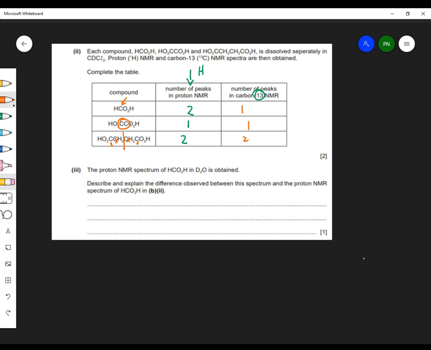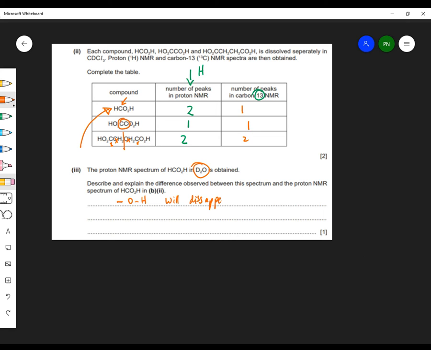The spectrum of this guy is done with heavy water, D2O. Describe and explain the difference observed between this spectrum and the proton NMR with that. Now, obviously, the big difference is the peak responsible for this proton will disappear.